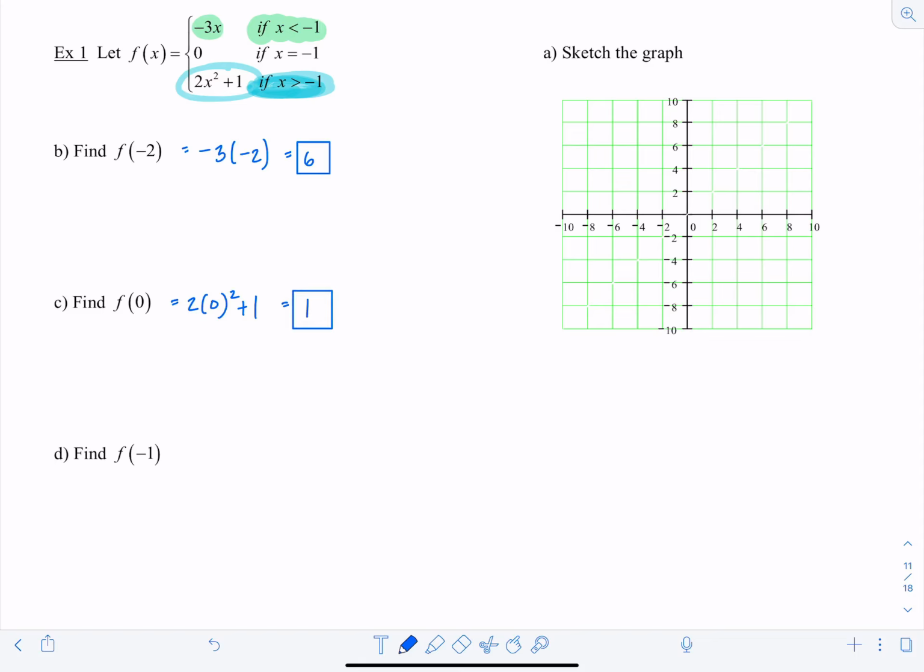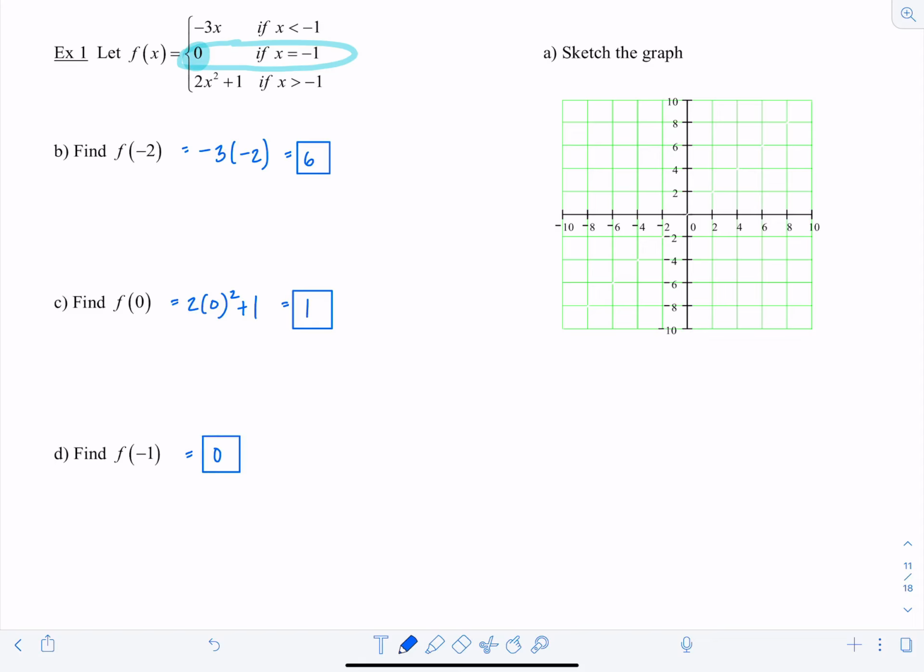Okay. And then lastly, find f of negative 1. If x actually equals negative 1, the function tells me the y value is 0. I don't plug in negative 1 anywhere. It just says, hey, it's 0. That's it. It's a constant. Okay, got it.